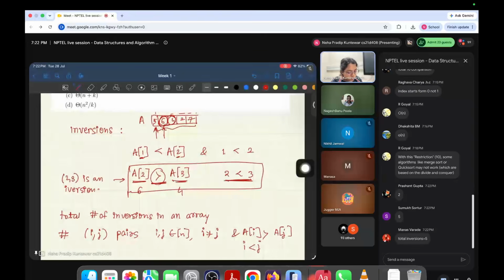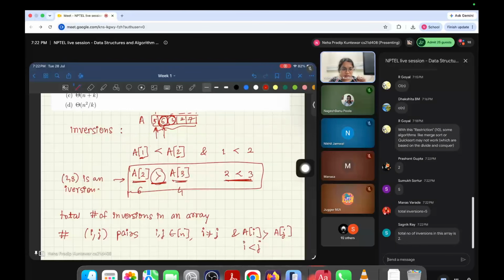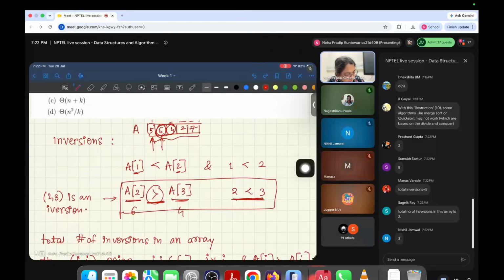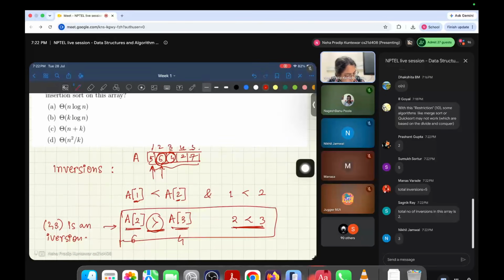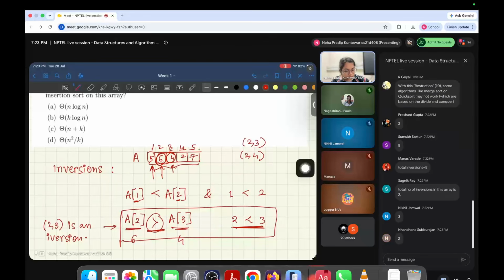Okay, some of you have already answered what the total number of inversions in this array is. So let's find out. I'll call this 1 2 3 4 5. So 2 3 is an inversion, 2 4 is an inversion, 2 5 is not an inversion. Then, sorry, let me do this again.